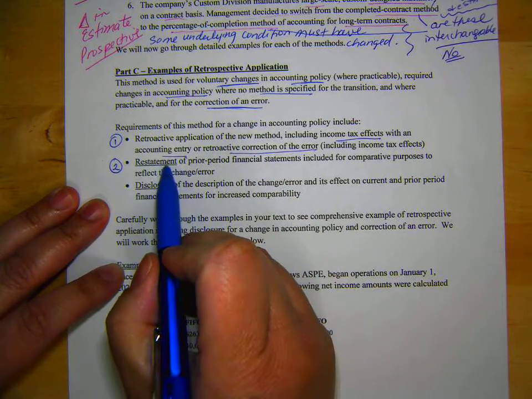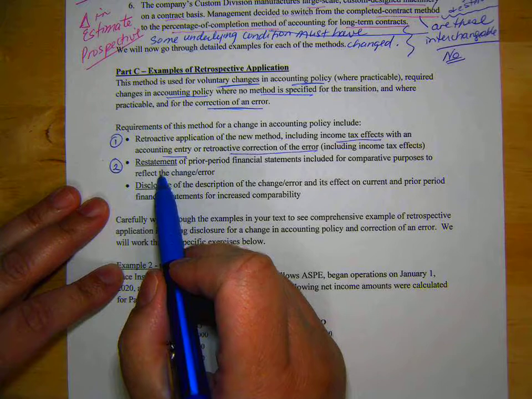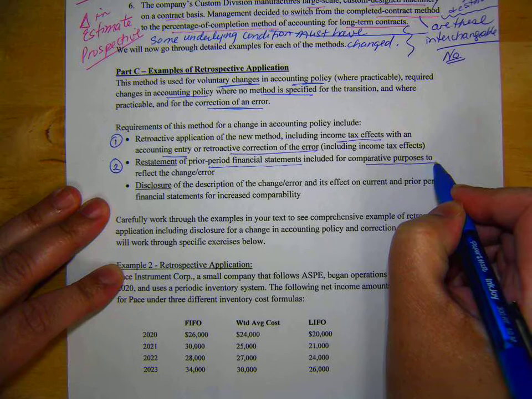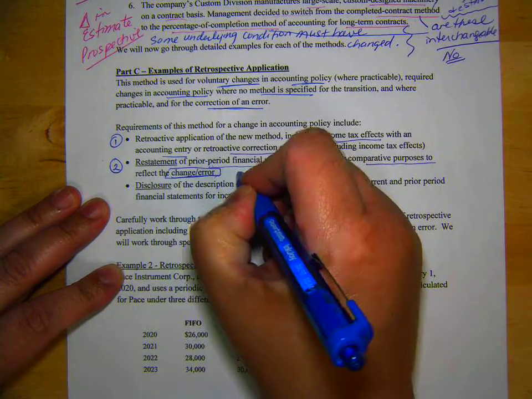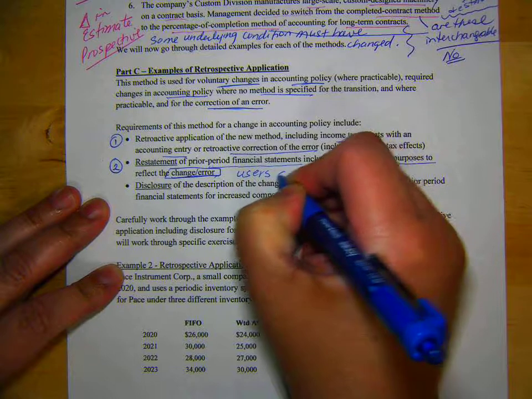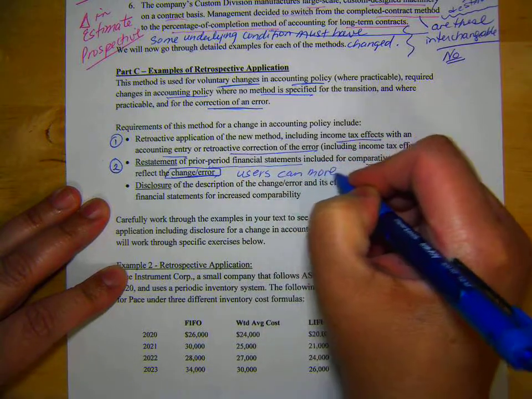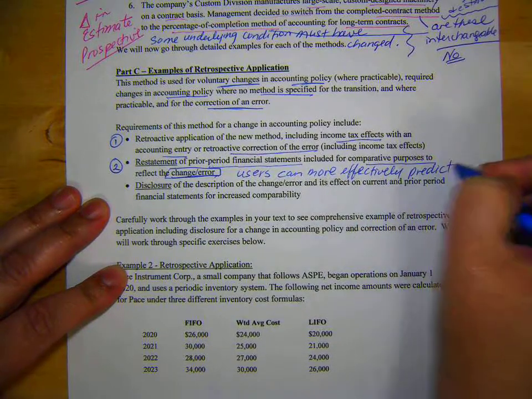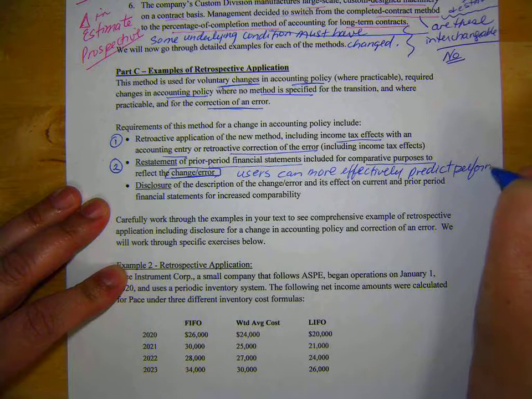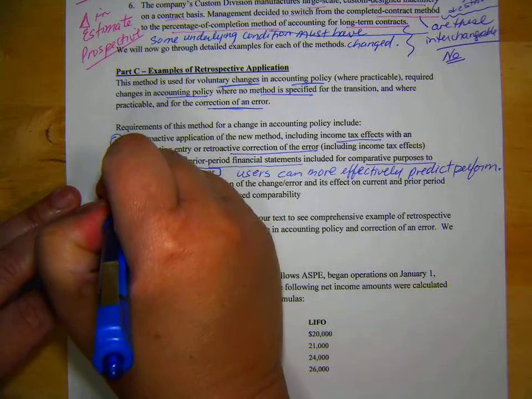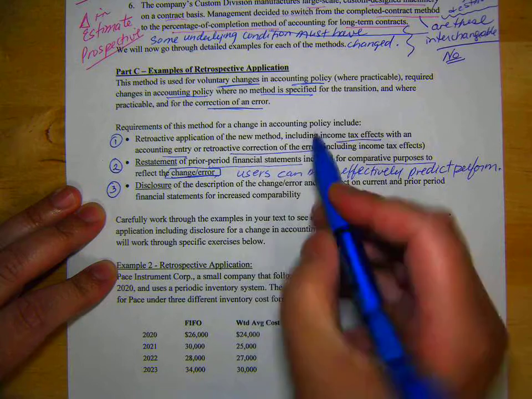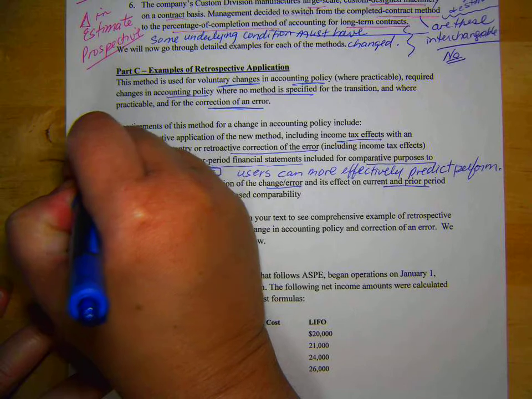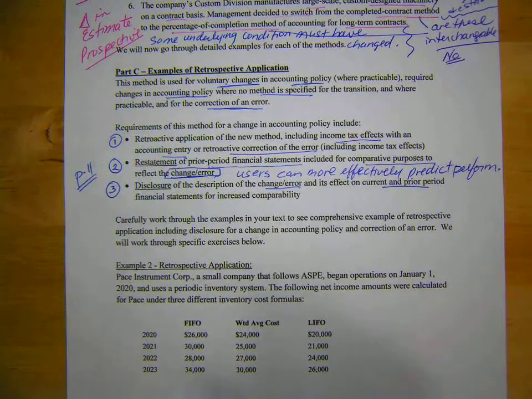Then, and this isn't what we're going to concentrate on so much, restatement of prior period financial statements for comparative purposes to reflect the change or the error. And that's so users can more effectively predict performance. The other thing you need to do is disclose the description of the change or the error and its effect in prior period.